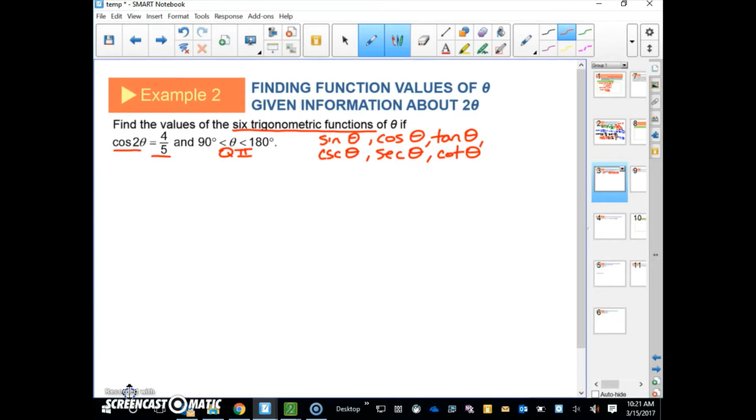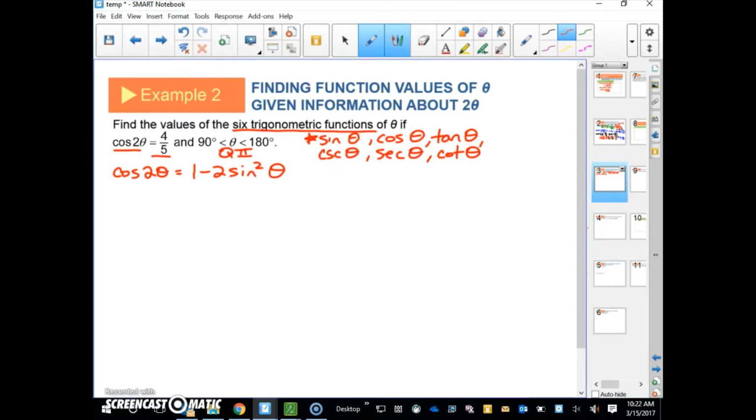So what you probably want to do to start with is start with your identity for cosine 2 theta. You've got 3 options for the double angle cosine, and so we can start with any of the 3. But I would probably recommend you start with one of them that only has one function on the other side. So if I want to find sine theta first, let's use the cosine 2 theta identity that just has a sine theta. 1 minus, wait, I always forget that too. 1 minus 2 sine squared theta.